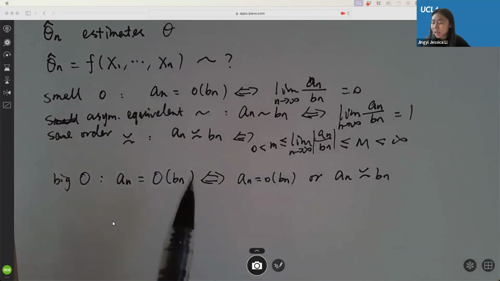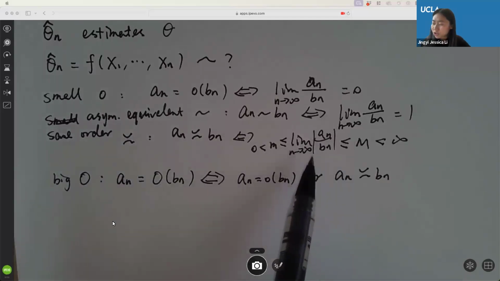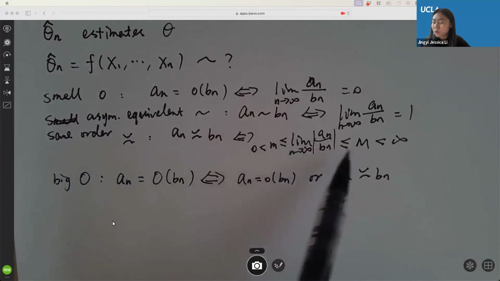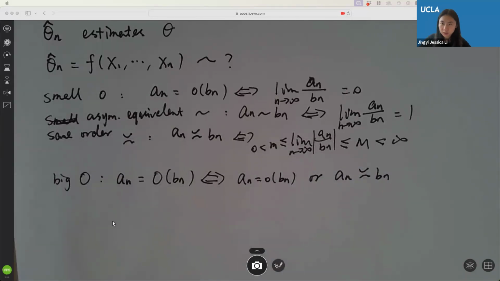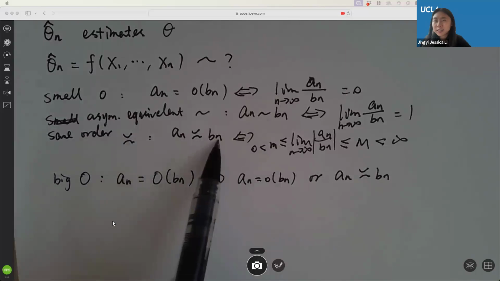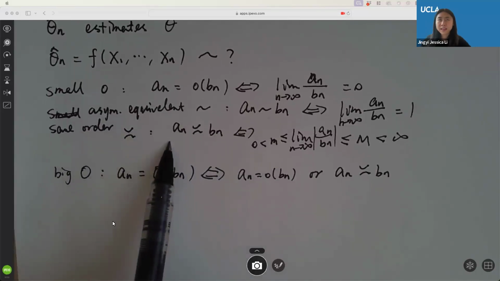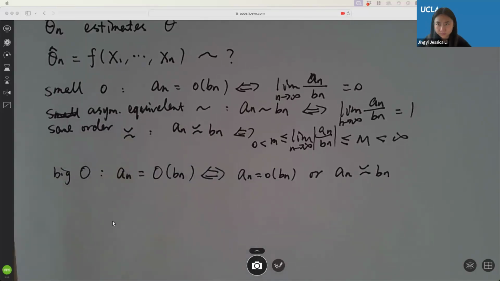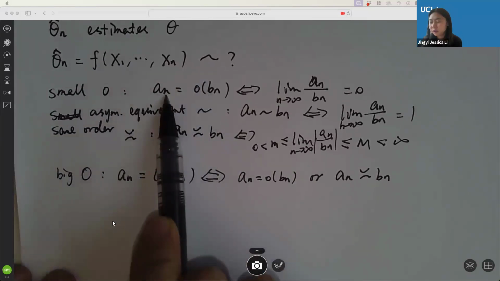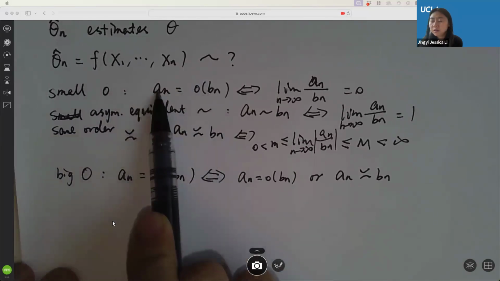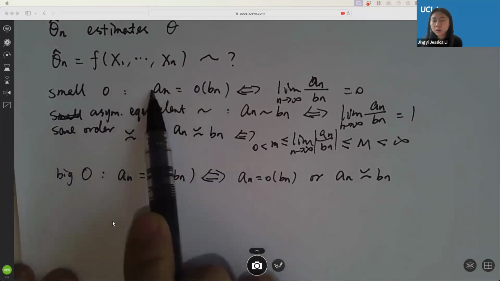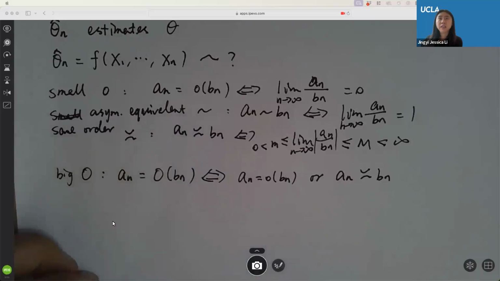For same order, it means that if we ignore the constant, the ratio is a constant somewhere between 0 and infinity. If they just differ by a constant, then we can use the simpler form to replace the more complex form. Mathematically, that's simpler. But all these arguments are in relation to n. So we need to be careful regarding whether the sequences an and bn increase as n increases, or do they decrease to 0 as n increases?